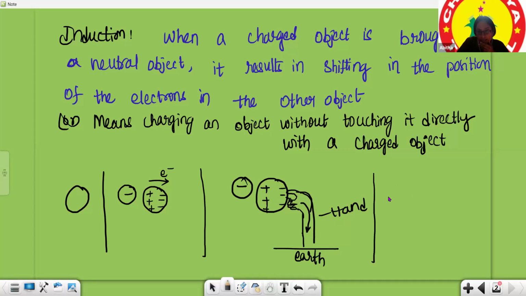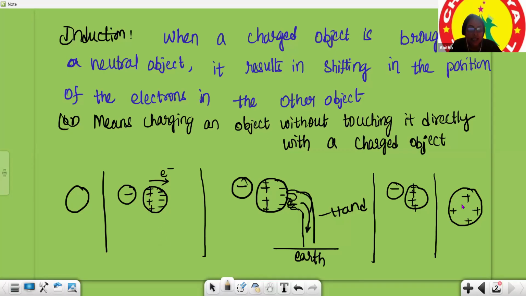So thus you can see the object and this metal with the positive charges. So this metal is charged now. Later on, if you remove the object, then you can see these positive charges are evenly spread. So thus you are making an object charged without touching it, without any physical contact. You simply bring a charged object and make a neutral one a charged one.